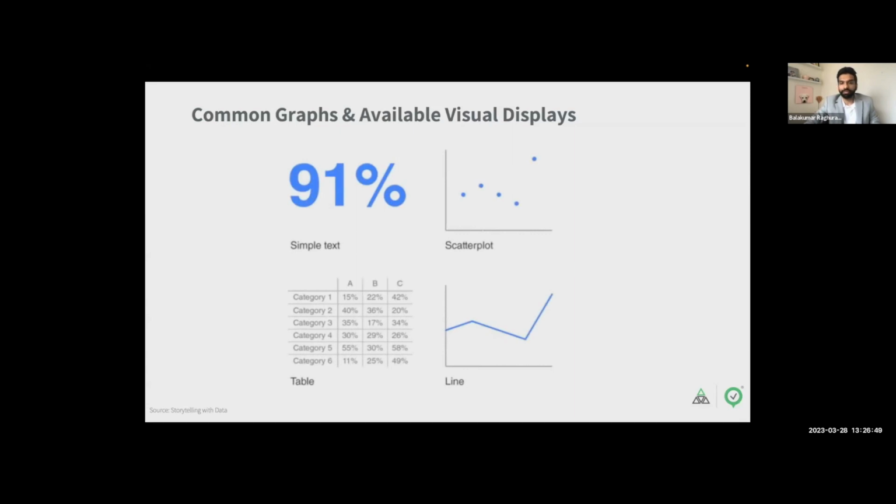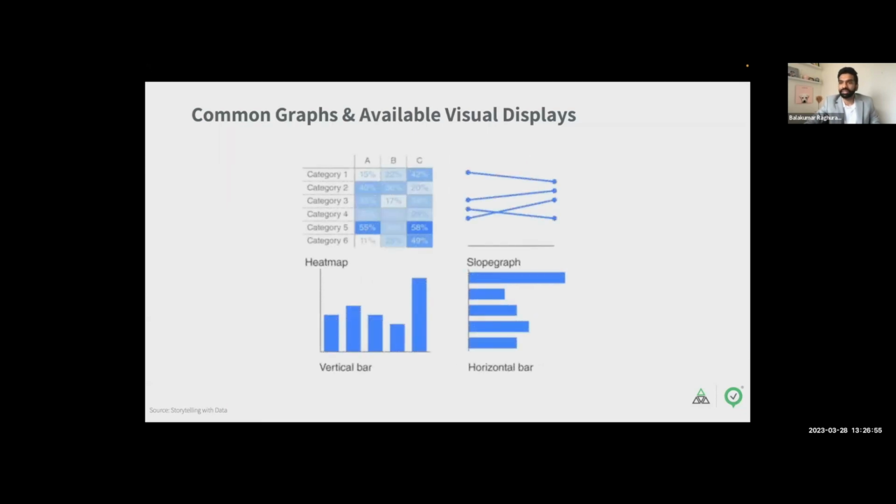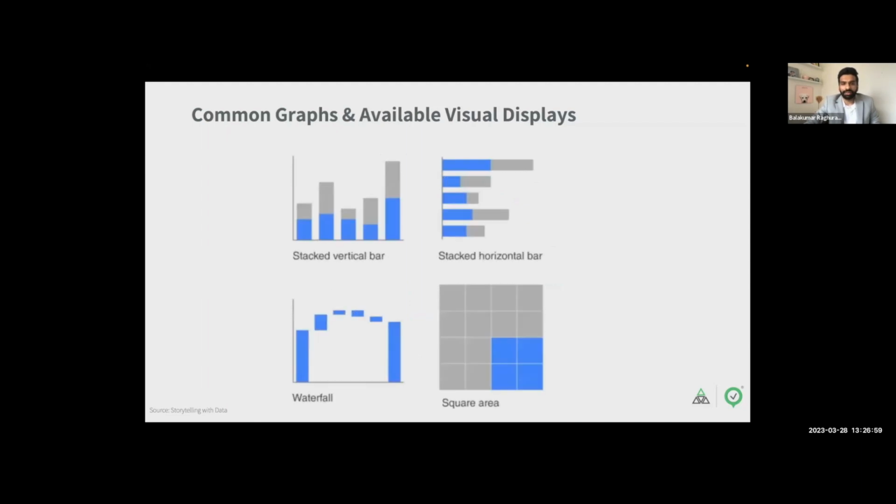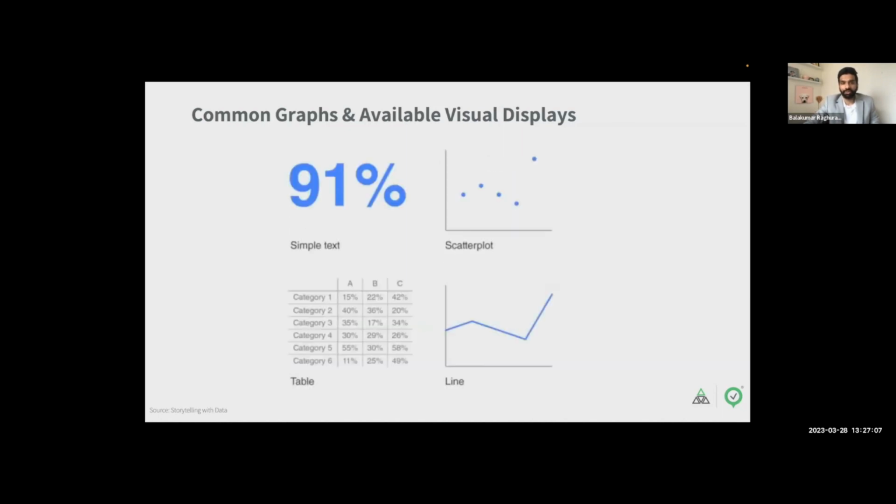So I'm not going to go through all of this. You have ample number of visual displays available. You have simple text, scatterplot, table, lines, bar graphs, heat. You can have different types of bar graphs, right? Stacked, horizontal, vertical, waterfall, even square area, right? But taking something like text, I want to show you one effective way of using visualization.